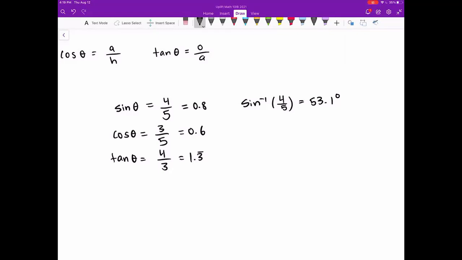So you use sine inverse when you know the trigonometric ratio and you want to find out the angle. Ratio to angle.